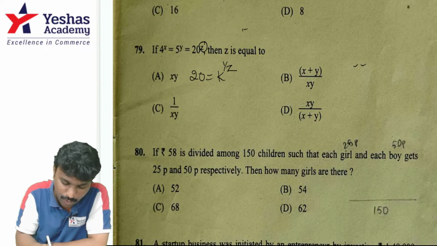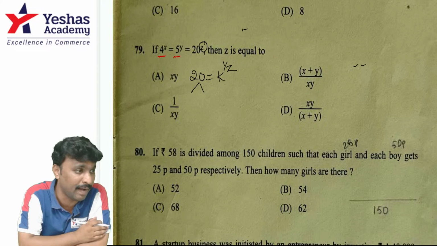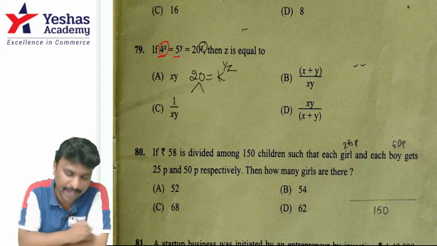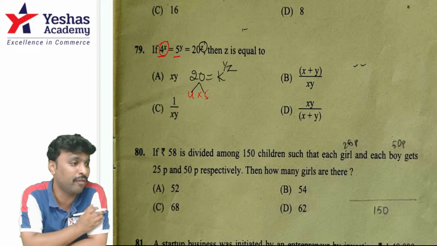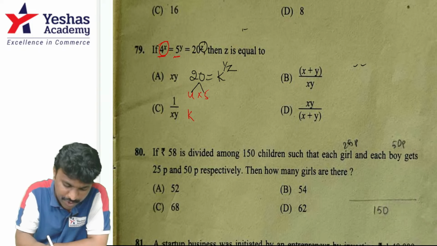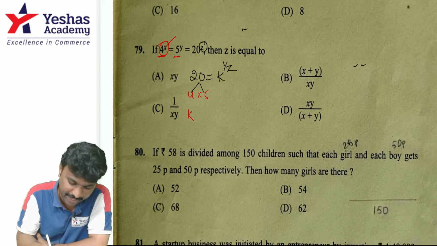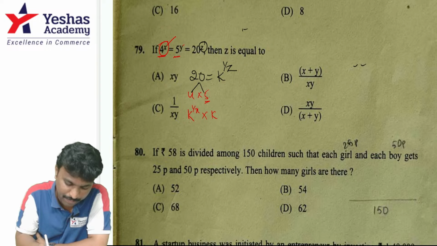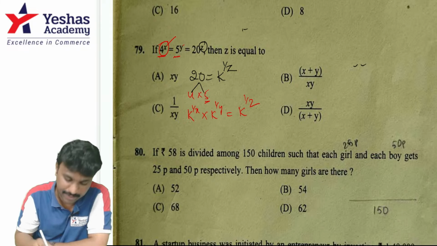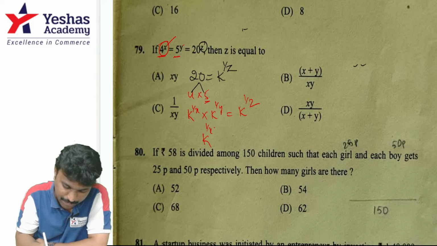Have you understood? Now try expressing this 20 in terms of the other two bases. It is 4 into 5, correct? If I want to write 4 in terms of k, what is the original power of 4? X. So k power will be exact reciprocal. Likewise, 5 power is y, so k power will be 1 by y. I'm writing everything in terms of k, right? So this is k power 1 by x plus 1 by y is equal to k power 1 by z.